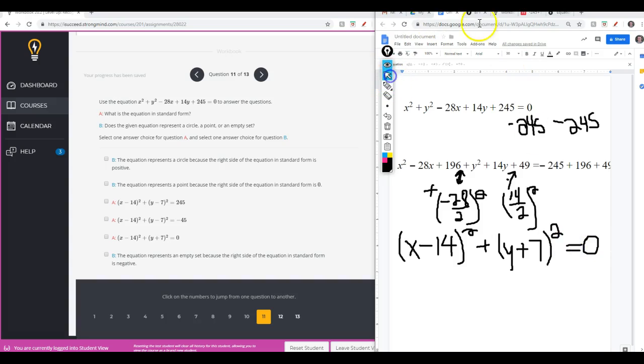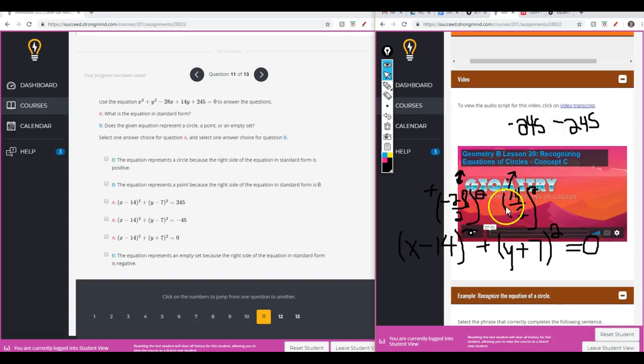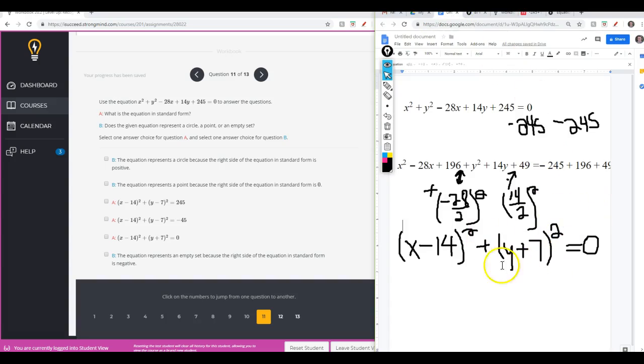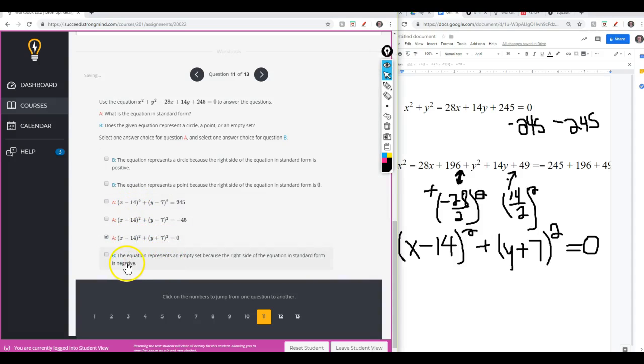So then if you jump back to our workbook, if the number equals 0, then the only point that satisfies the equation is the point h, k. In this case, the equation represents a point. So our calculator was right. There wasn't a circle that existed, but we just needed to know if it was a point or an empty set. So we have x minus 14 squared plus y plus 7 squared equals 0. And this equals a point because we're equal to 0.